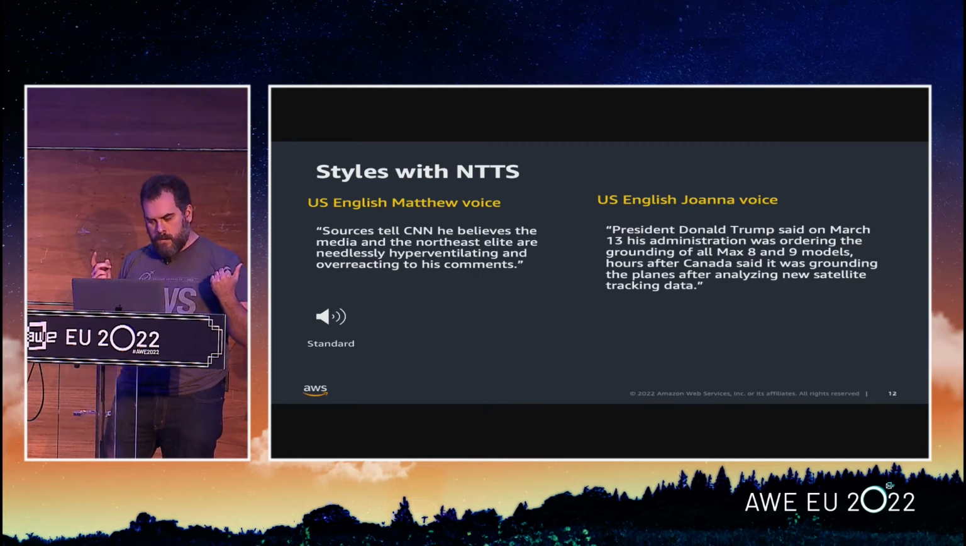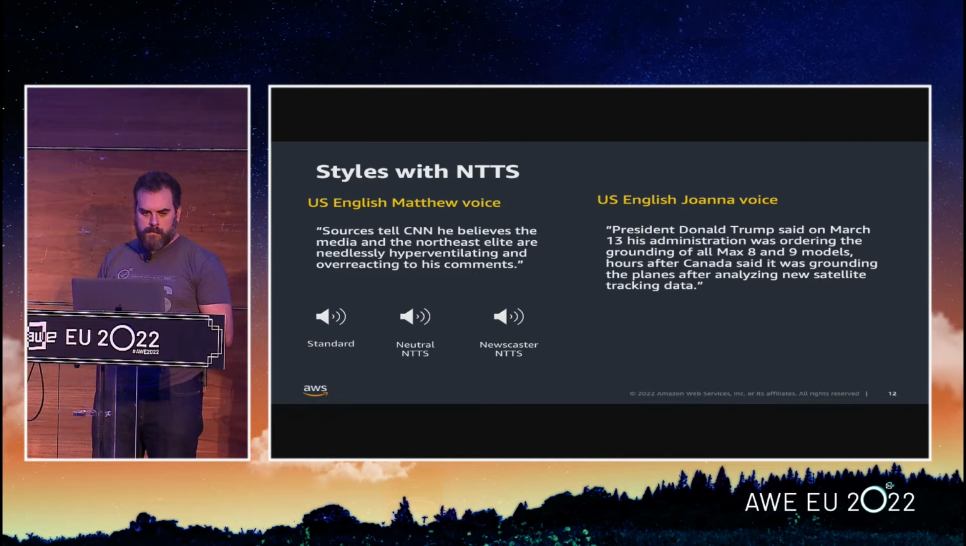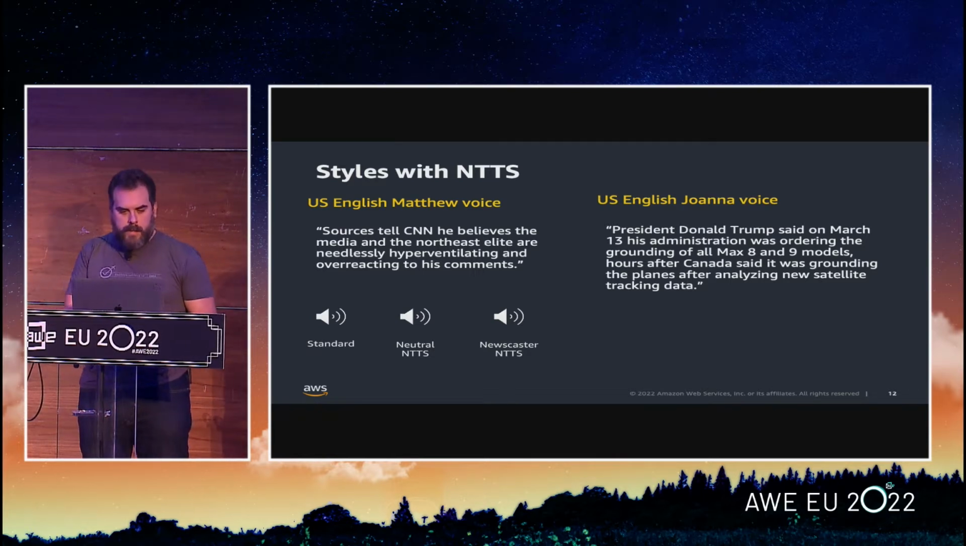Sources tell CNN he believes the media and the Northeast elite are needlessly hyperventilating and overreacting to his comments. The neural one. Sources tell CNN he believes the media and the Northeast elite are needlessly hyperventilating and overreacting to his comments. There is difference. Have you heard differences a little bit? And the newscaster one. Sources tell CNN he believes the media and the Northeast elite are needlessly hyperventilating and overreacting to his comments. Okay. And then there is other voice.